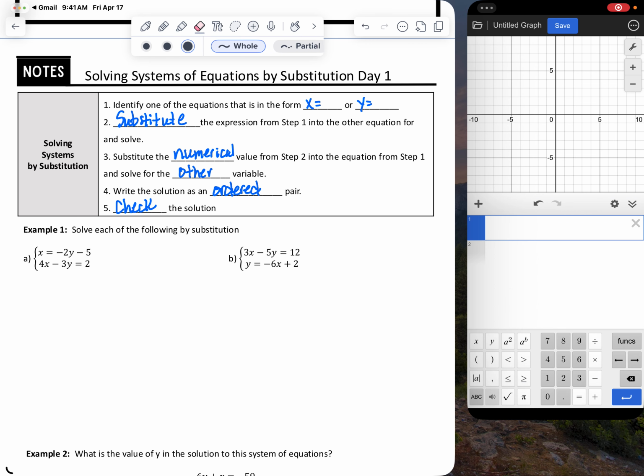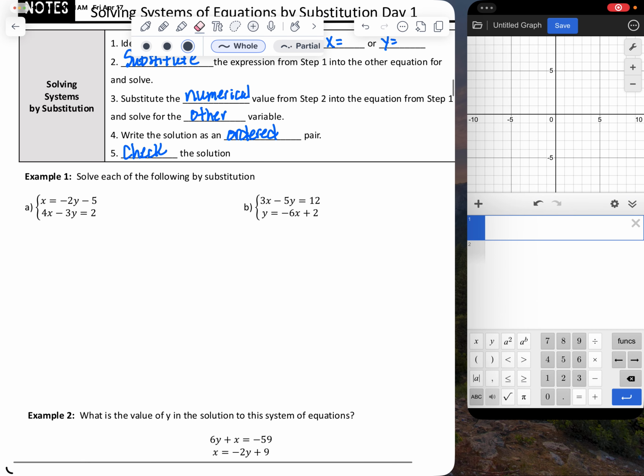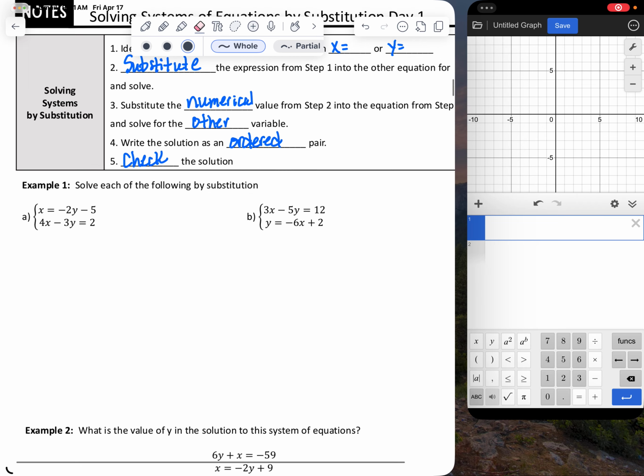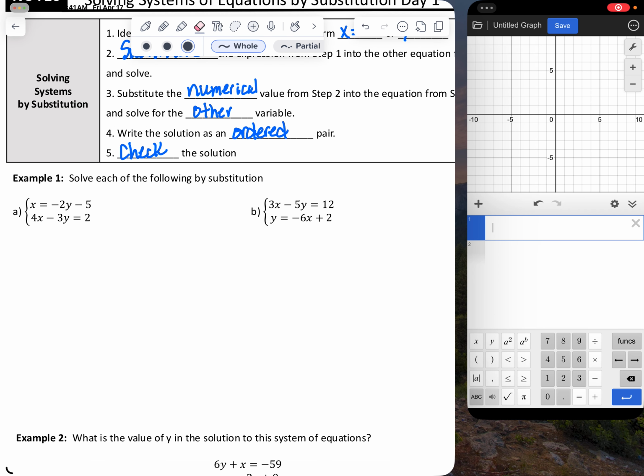Now, these steps won't make much sense until you see them worked out in practice. So let's talk about example one. It says solve each of the following by substitution. And in problem A, we have two equations. The first one is x equals negative 2y minus 5. And our second equation is 4x minus 3y equals 2.